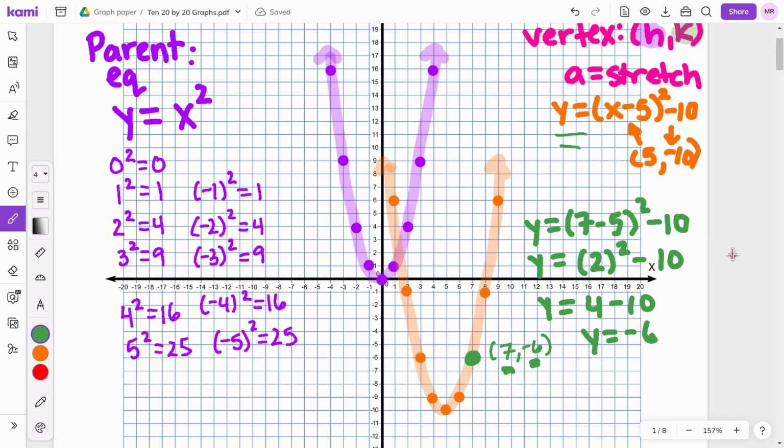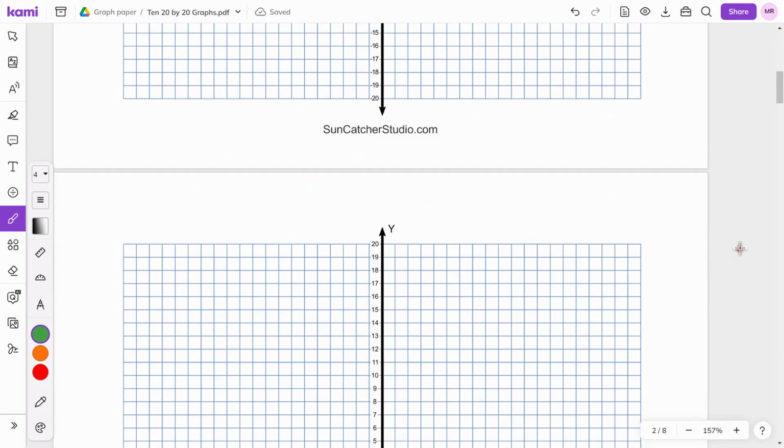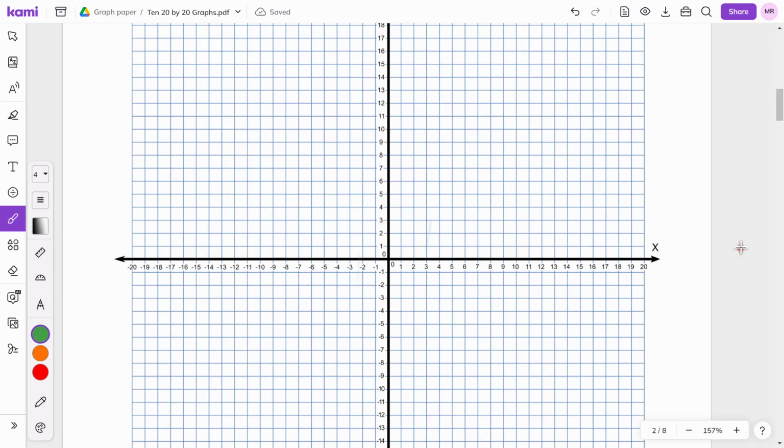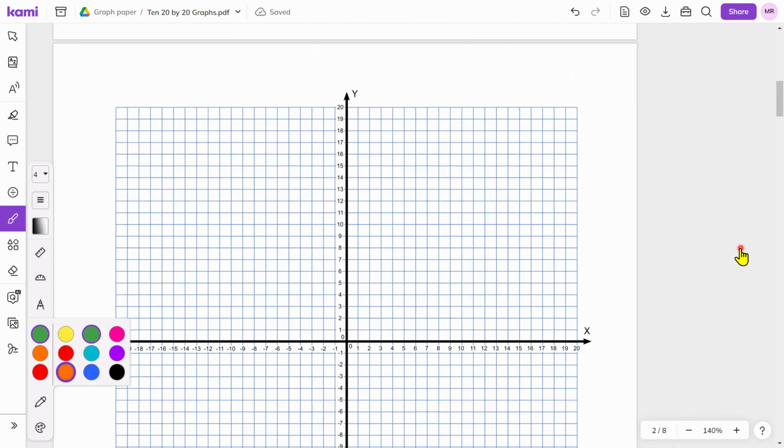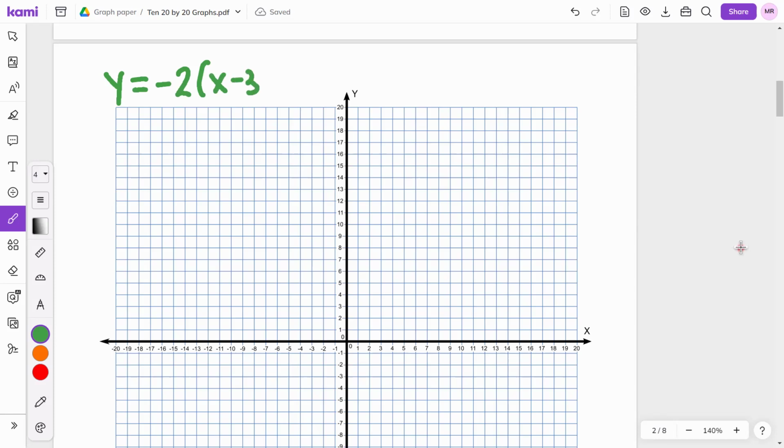Okay, so the next one we're going to do, we're going to have a stretch in front of it. And I'm actually going to make it a negative stretch. Okay. So for this one, let's say that our equation is y is equal to -2, that's our stretch, times the quantity x minus 3 squared plus 20.